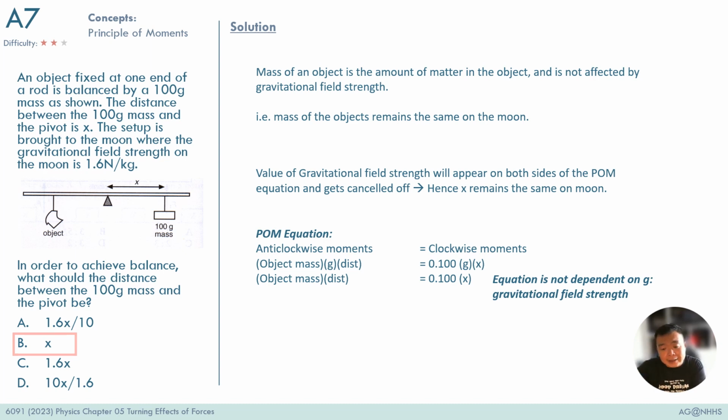Now on the right, we have this 100-gram mass, so I put it as 0.100 kilogram. Again, mg. Mg converts the mass to become a weight, and the weight is the force that creates the clockwise moments. So as you can see, the value of g, which is the gravitational field strength, mathematically, you just cancel it off by dividing by g across the whole left side and right side of the equation. Hence, when we use the POM equation, it doesn't depend on gravitational field strength. Hence, in this question, x remains as x.